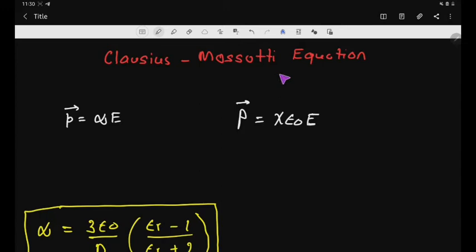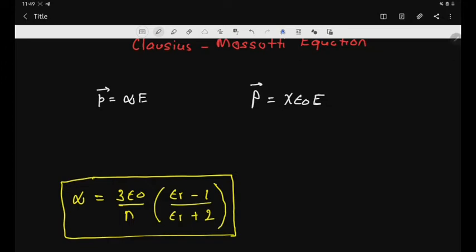The Clausius-Mossotti equation gives us a way to find out this alpha. So this alpha can be given by the Clausius-Mossotti equation as 3 epsilon naught divided by n into bracket epsilon r minus 1 divided by epsilon r plus 2, where n is the number of molecules in the dielectric substance, epsilon r is the relative permittivity of the medium. So we can easily find what this alpha is, which is actually the constant at the molecular level or atomic level. So let us see how this derivation is done.